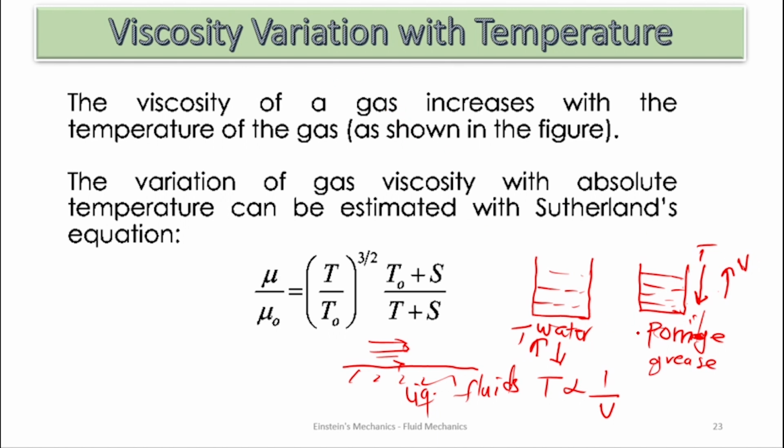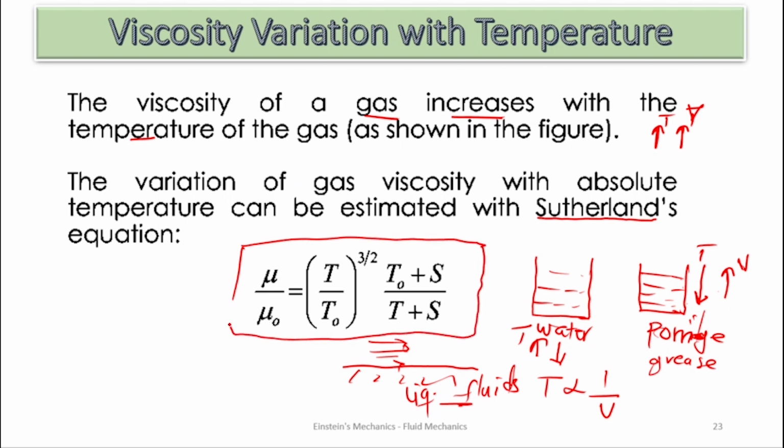What about gases? Gases do not obey such a trend. The viscosity of a gas increases with temperature, meaning for gases, as you increase their temperature, the viscosity begins to what? Increase. That's very interesting. Are we good? The variation of gas viscosity with absolute temperature can be estimated with Sutherland's equation. So one scientist called Sutherland brought an equation relating the viscosity of a gas and the temperature, because this is somehow not the normal trend for liquid fluids. As you increase temperature, the viscosity also increases. So we have what we call Sutherland's equation, which is the third equation we are seeing now for gases.